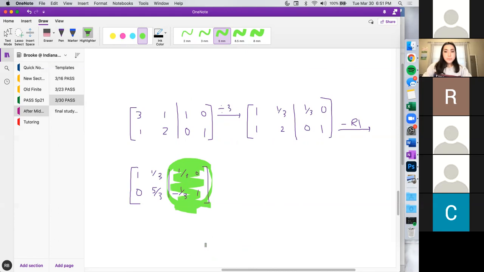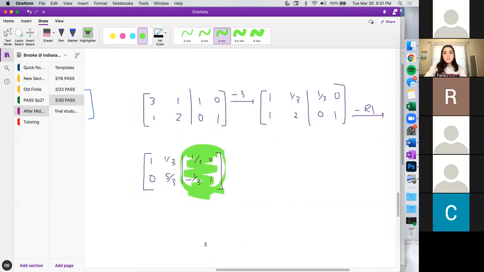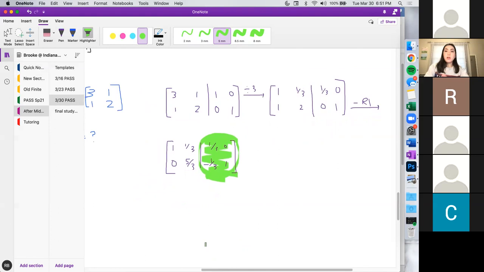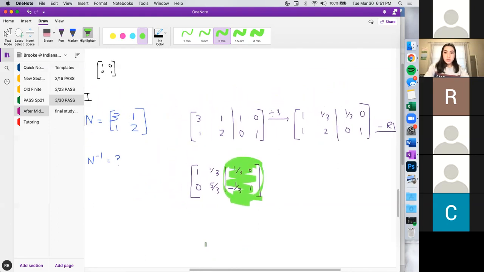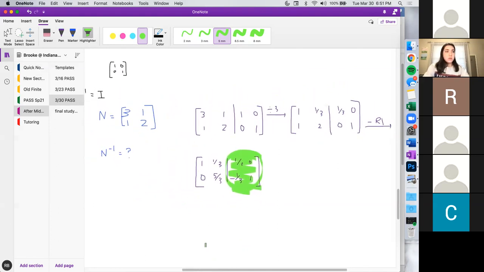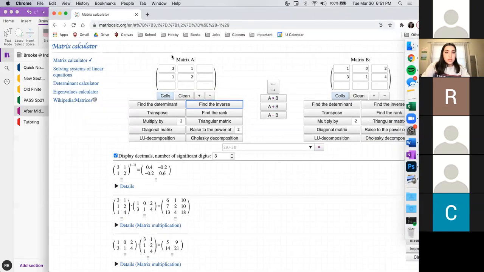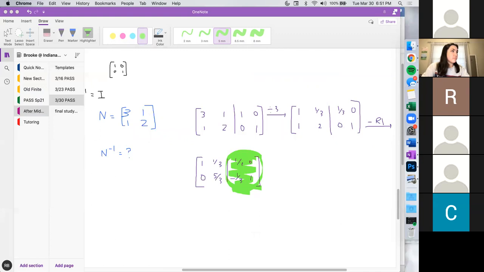So that's the one way to do it. It works for any dimensions as long as it's a square. It's just kind of tedious. It is also in the calculator. So I plugged in the matrix, pressed find the inverse, and it gave me the inverse. Okay.